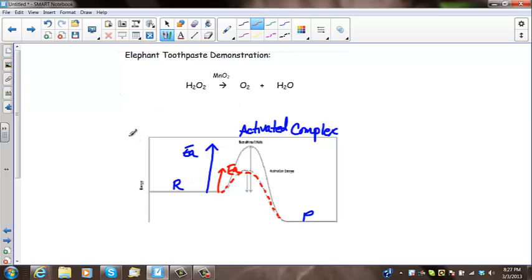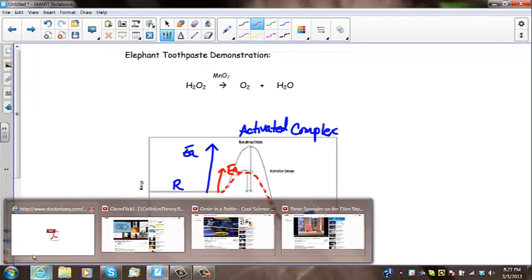So I'm going to show you two demonstrations. The first one is the elephant toothpaste demonstration. I usually do this demonstration for you along with the genie in the bottle demonstration, except somebody finished all our 33% hydrogen peroxide. You cannot use 3% hydrogen peroxide, which is what's in the store.